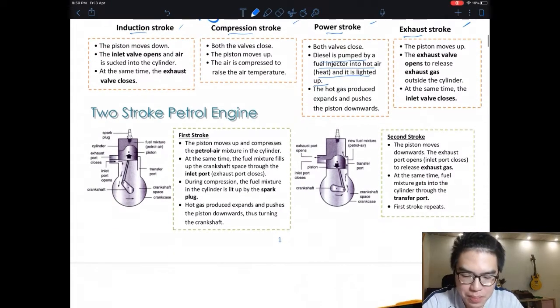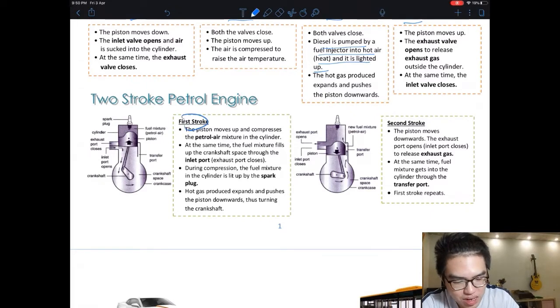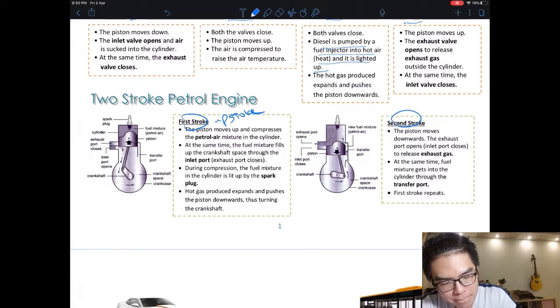Okay, no spark plug. So let's look at the two-stroke petrol engine. This is the lousier version of the four-stroke. Why is it called two-stroke? Because it has only two strokes, which are upstroke and downstroke. This is not very common in questions.